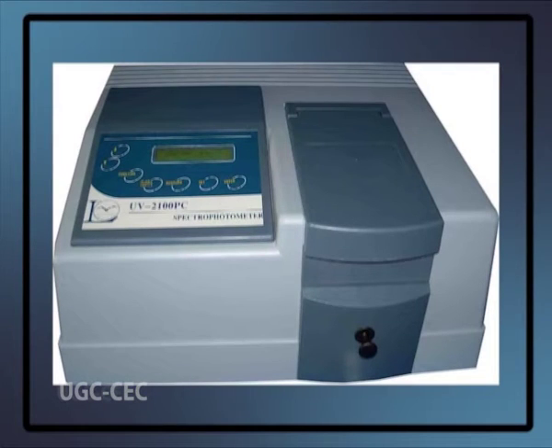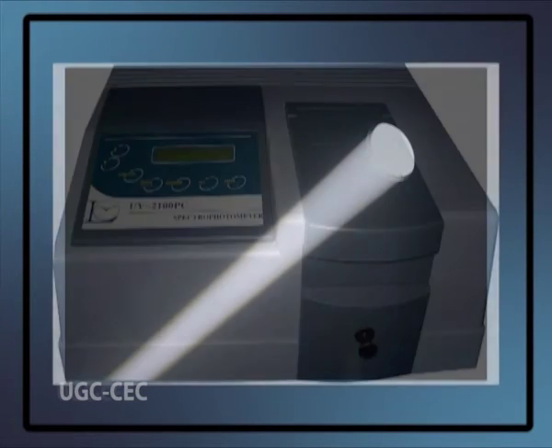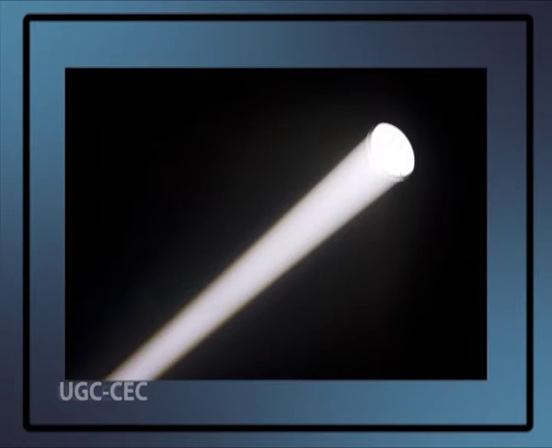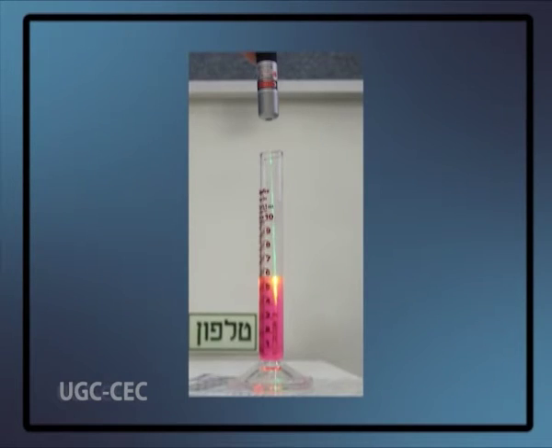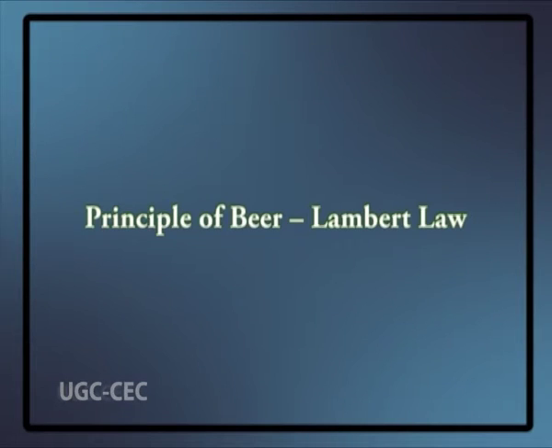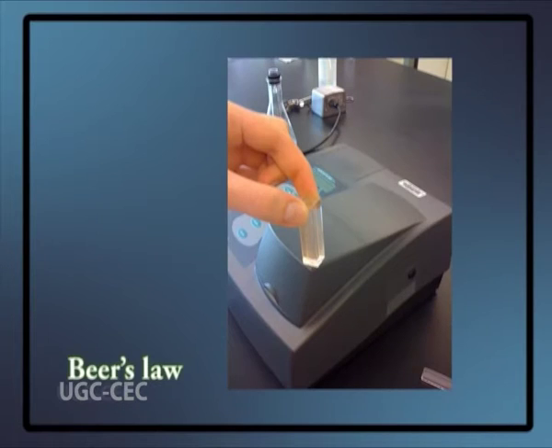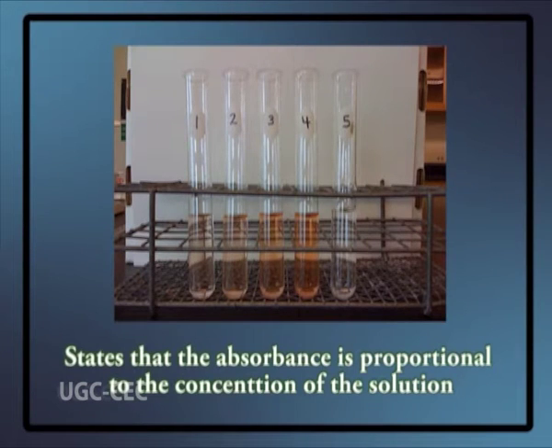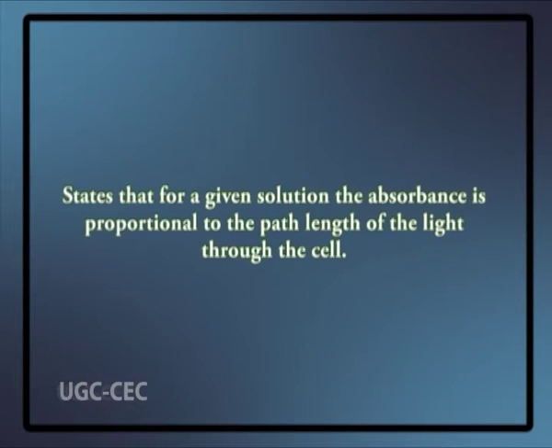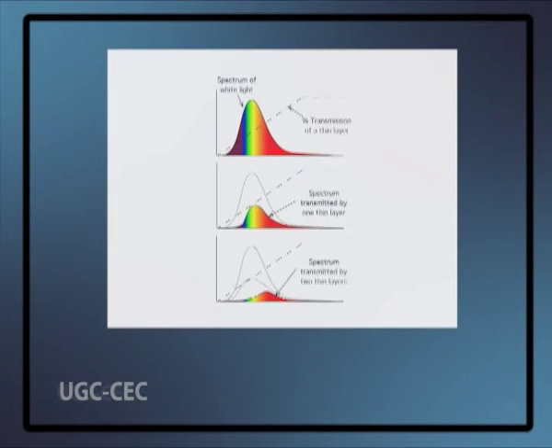The spectrophotometer is an analytical machine that measures the transmission of a beam of light through a sample, or the amount of light that does not pass through a liquid. Principle of Beer-Lambert law. Beer's law states that the absorbance is proportional to the concentration of the solution. Lambert's law states that for a given solution, the absorbance is proportional to the path length of the light through the cell. These two laws were combined and are known as the Beer-Lambert law.